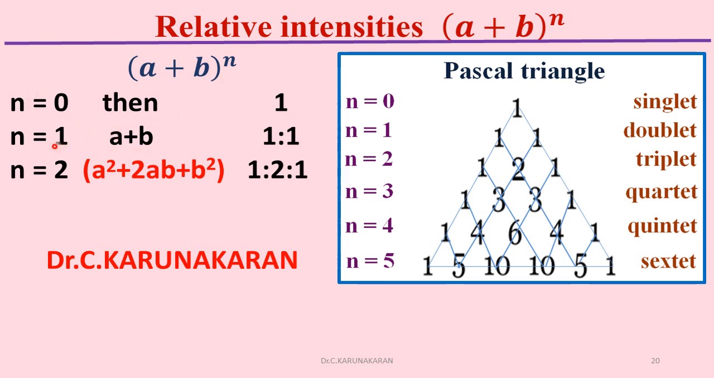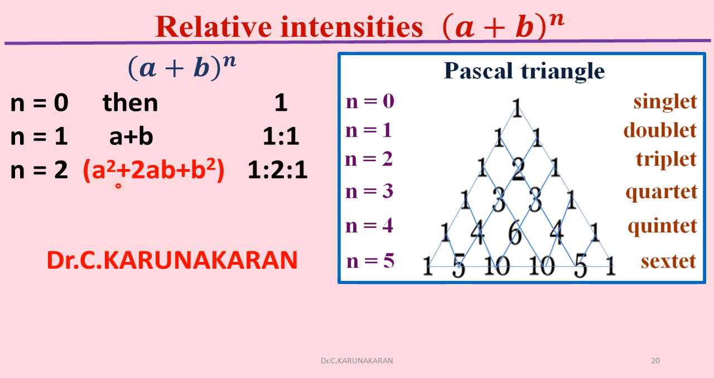Now, if you substitute n equal to 1, then (a plus b) to the power 1, therefore a plus b. The coefficients of the binomial expansion are 1 is to 1. Therefore, for n equal to 0, it is a singlet. It is shown in the form of a Pascal triangle. N equal to 0, it is a singlet. N equal to 1, then it is a doublet.